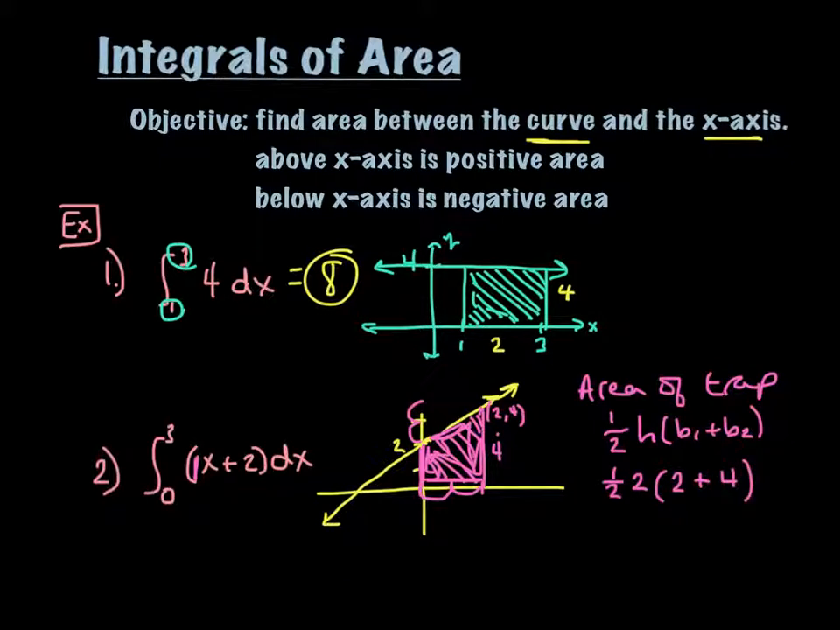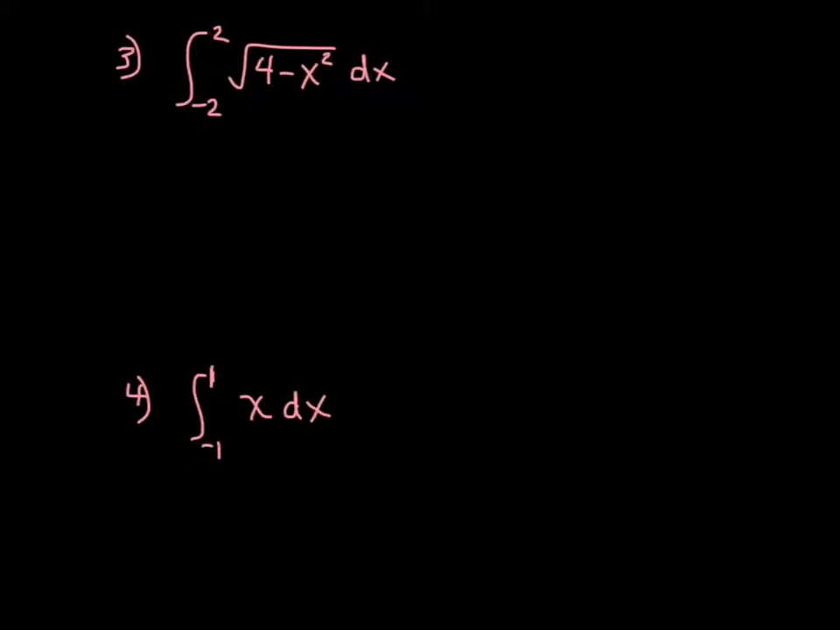All right, so then it's just a matter of calculating this. So half of 2 is obviously 1 times 6 is 6. And so the integral from 0 to 3 of x plus 2 dx is equal to 6. Okay, let's try a couple more of this type.